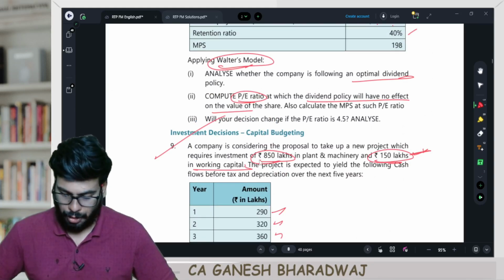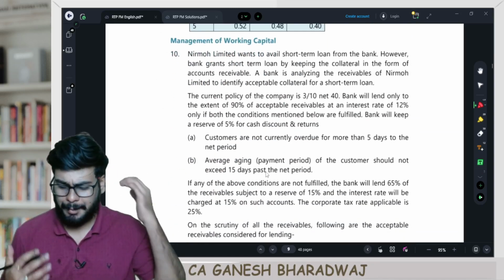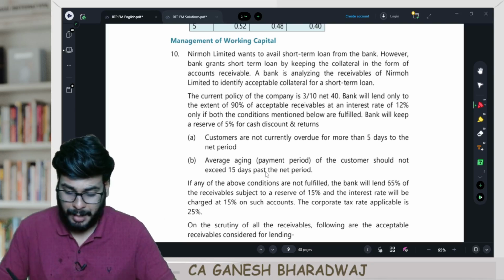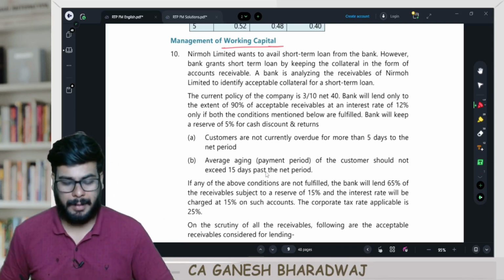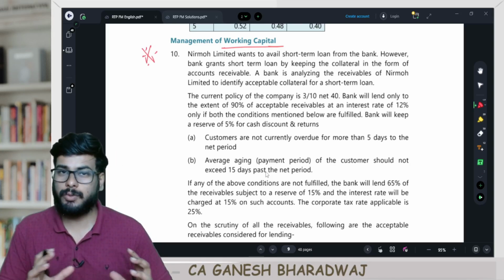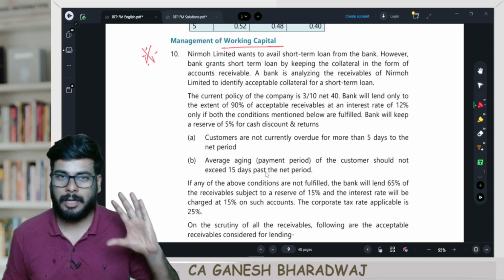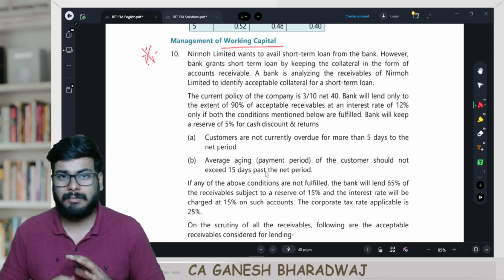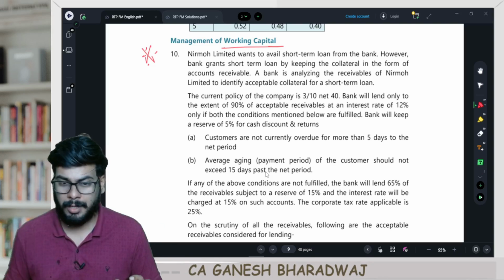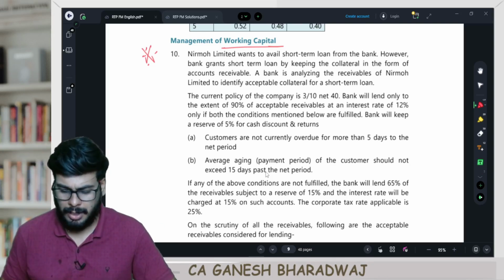Now, let's move on to the next question, which is the last descriptive numerical problem in this RTP. And this is from the chapter Working Capital Management. Now, guys, please mark the sum as important because it's a very unique sum. Not very difficult, but the wordings could be a little confusing, right? So a similar sum is not there in your institute publication at all. This is the first time where institute has come up with a question of this sort, right?